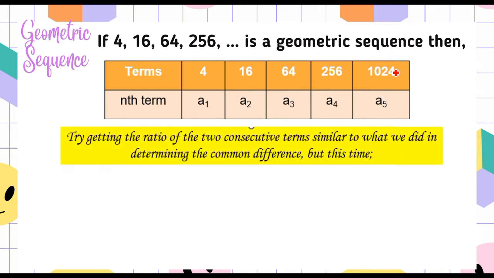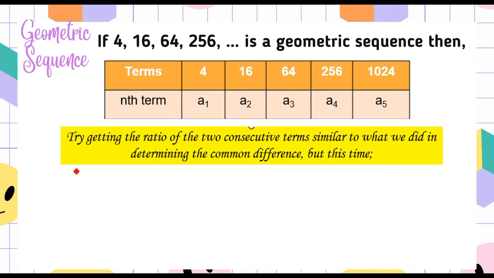Ngayon, para malaman natin yung ratio niya kung pare-parehas, try getting the ratio of the two consecutive terms similar to what we did in determining the common difference. But, by this time, yung common ratio po ang kukunin natin. Paano po ang gagawin natin?